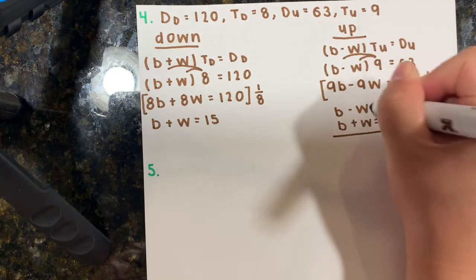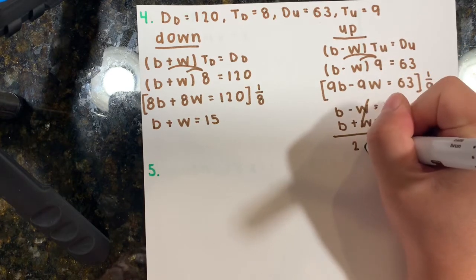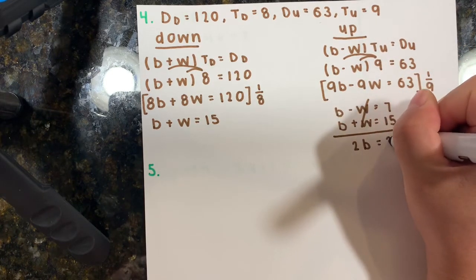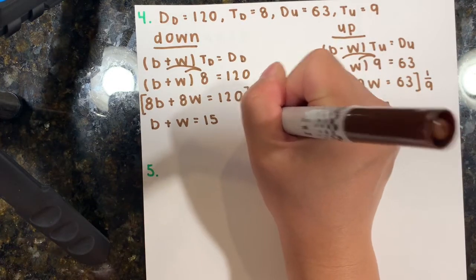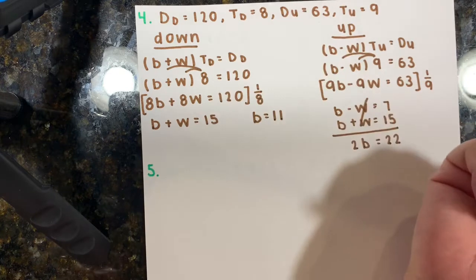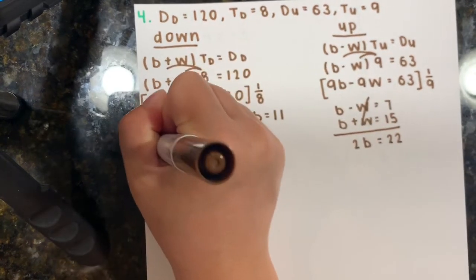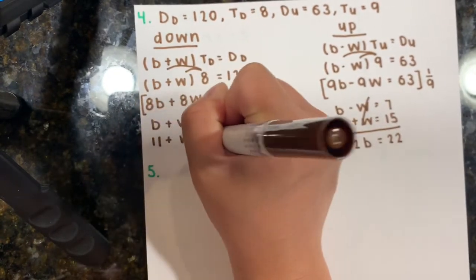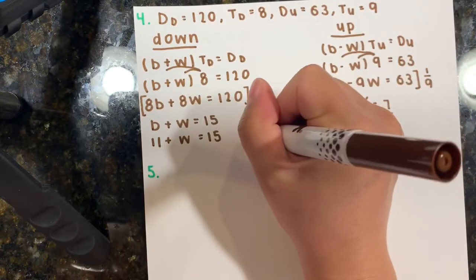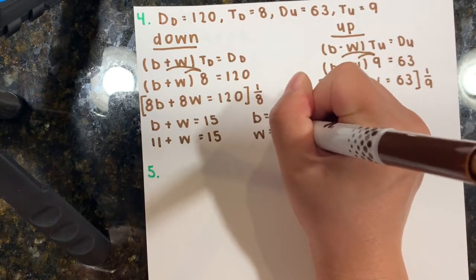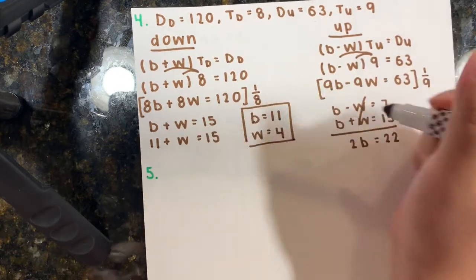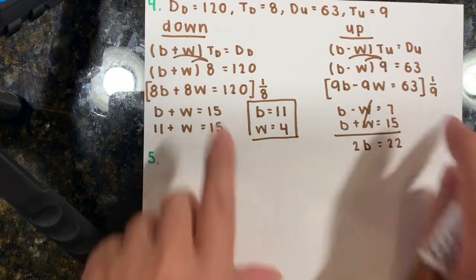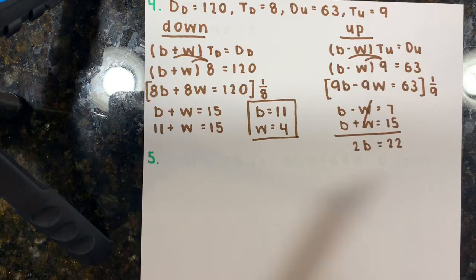because our W's are going to cancel, and you end up with 2B is equal to 22. So that means my speed of my boat is going to be 11. And then when I solve for W, I have 11 plus W equals 15. So that means the speed of the current is going to be 4. And that is it. Now, if you didn't simplify those equations, that's fine. It still works the same way. So don't worry if you didn't do that.